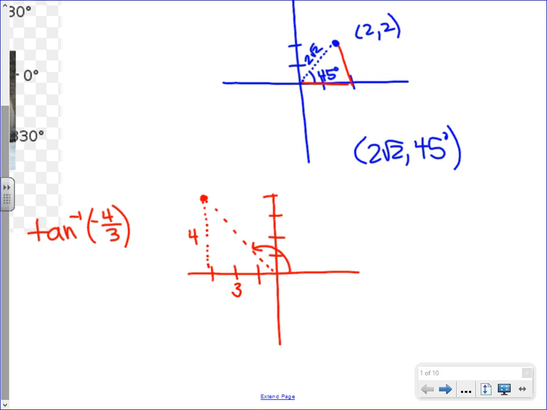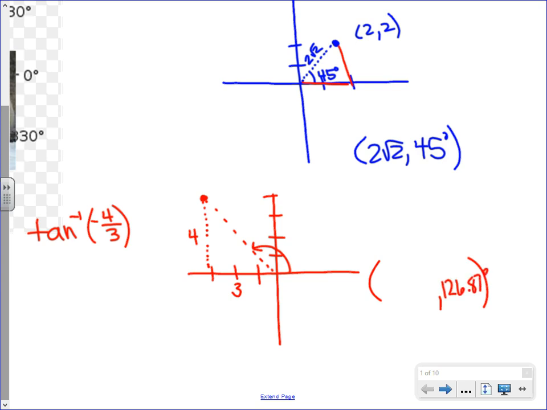So what was that angle? I don't know. I just know what it ends up being. Okay, does somebody have that? When you put in the calculator. 126.87.